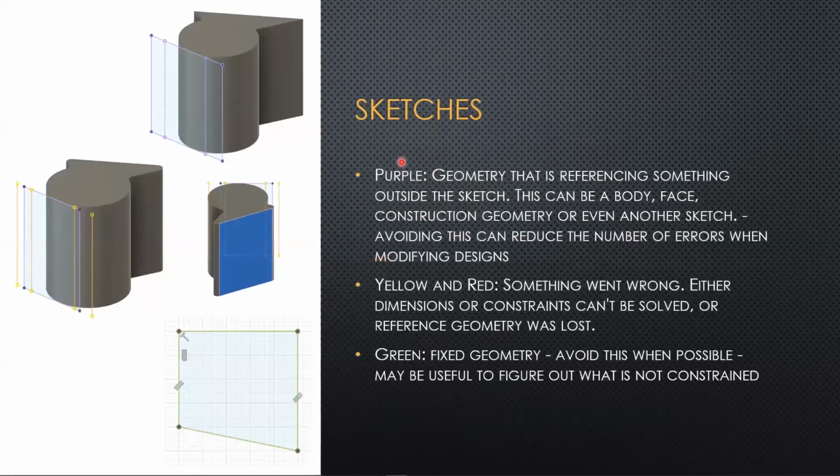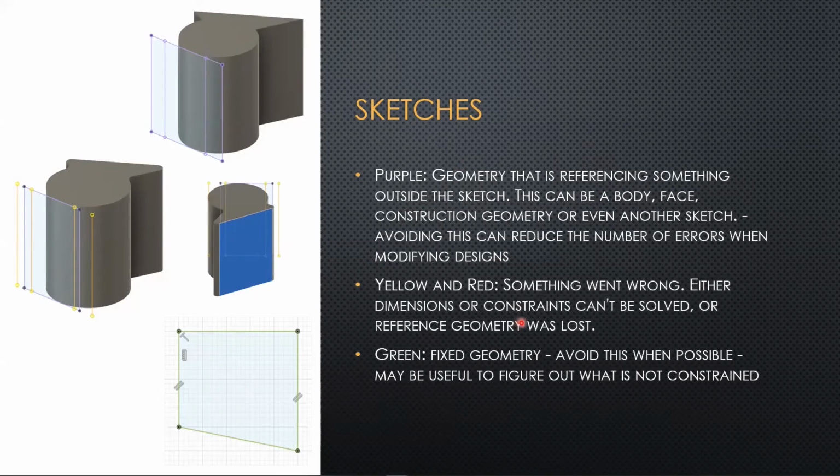More on sketches, so more colors. Purple. Purple means the geometry is referencing something outside the sketch. This could be a body, a face, construction geometry, or even another sketch. It's best practice to avoid projecting, intersecting, that type of thing, having this reference geometry, because if something changes in what you're referencing, you can end up breaking your sketch.